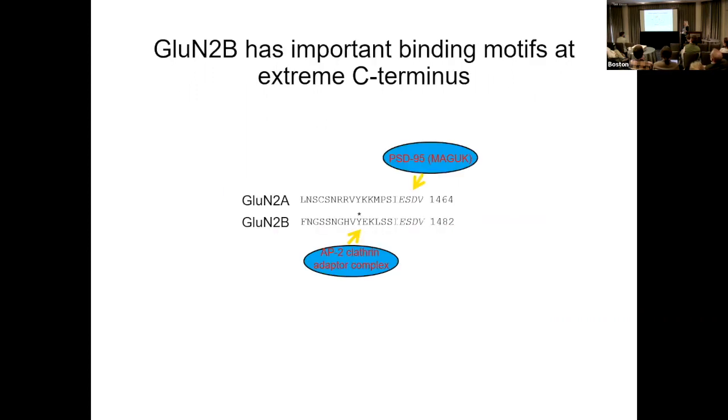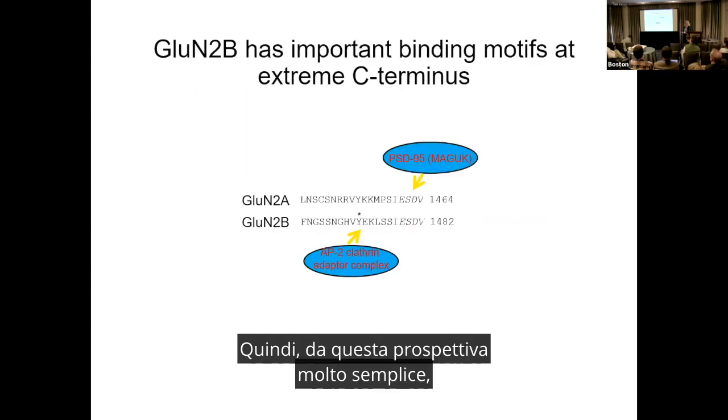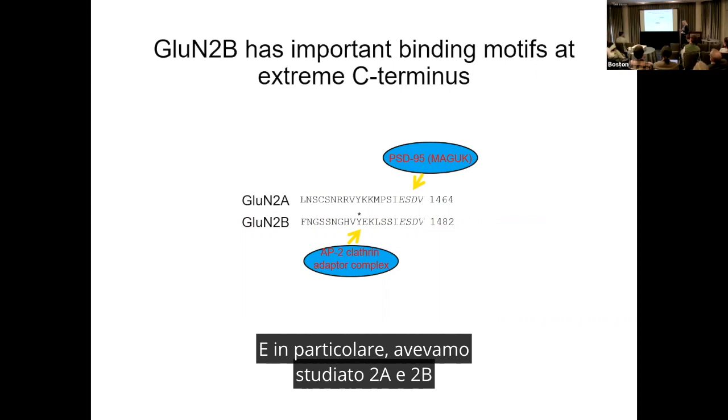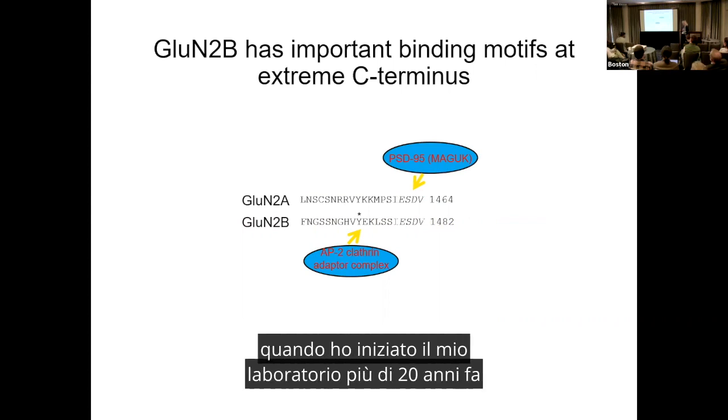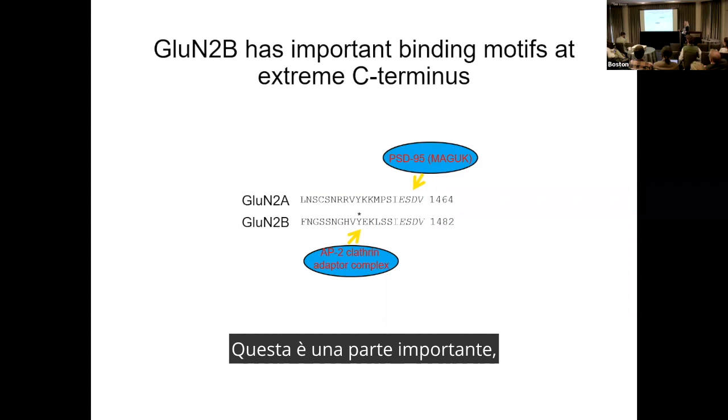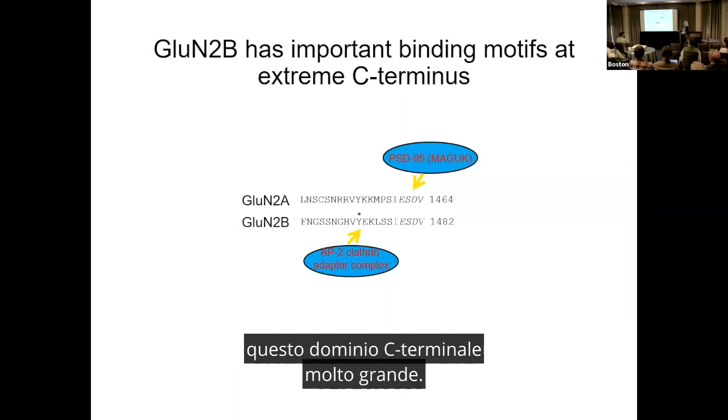We study that. So from this very basic perspective, I was a card-carrying basic scientist, rather stubborn about it for most of my career. In particular, we studied 2A and 2B when I started my own lab over 20 years ago and focused very much on this short little stretch of 2B. This is an important part of this very large C-terminal domain, and we know that because it has two motifs very close together: the ESDV motif that binds to PSD-95, and a tyrosine-based endocytic motif, which binds to AP2 adapters and drives endocytosis.